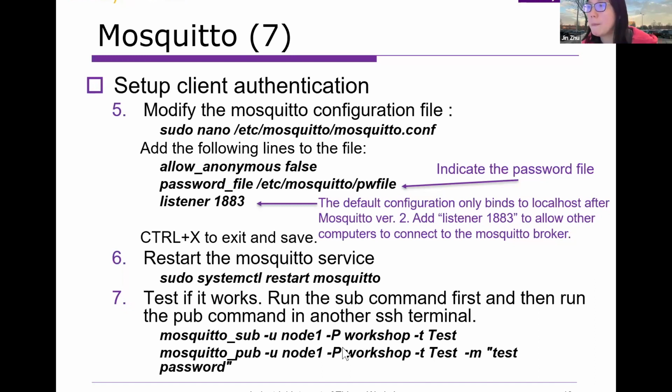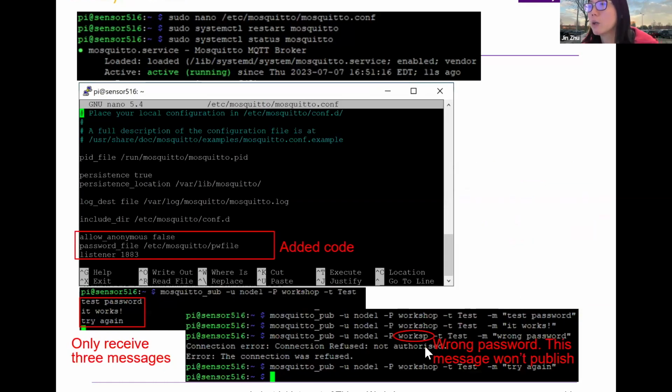Over here it's just an example. If I use the username no-name and the password workshop, which is what we set, then it should communicate properly. Here, if I run it without them, it shows not authorized. Otherwise, anyone would be able to publish or subscribe through the broker.